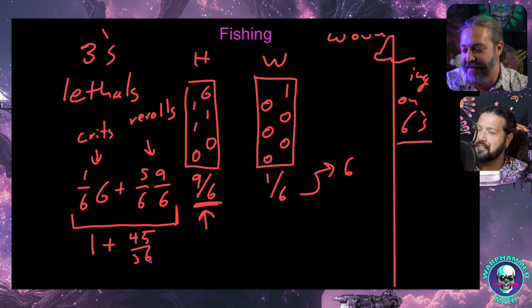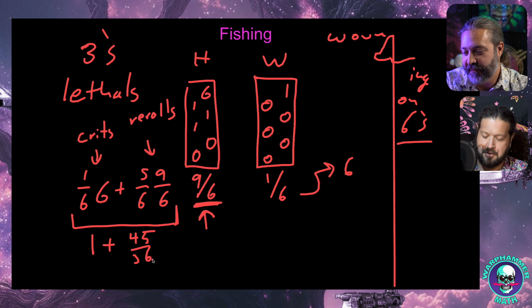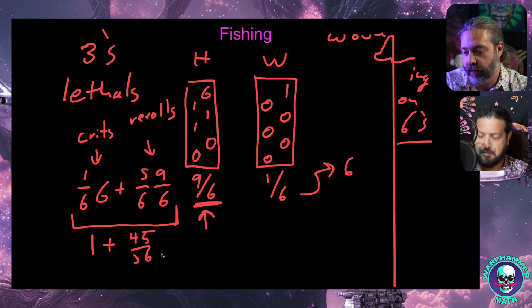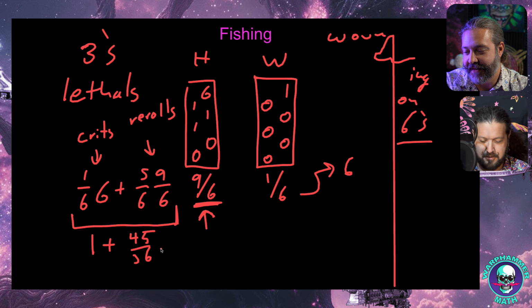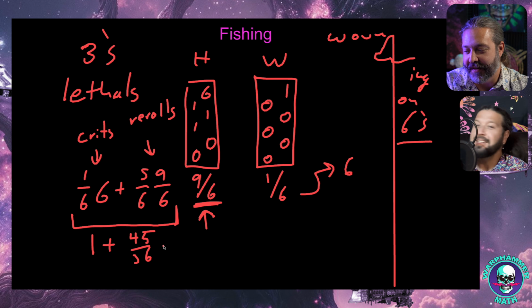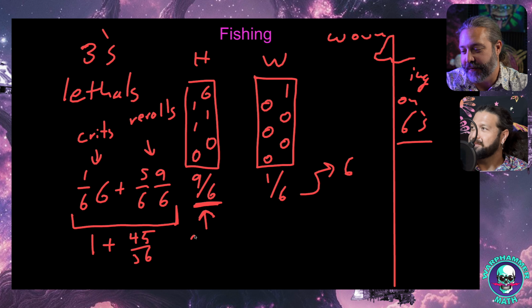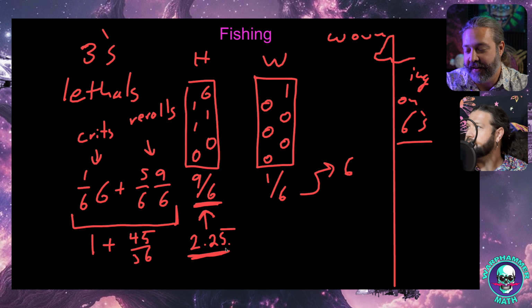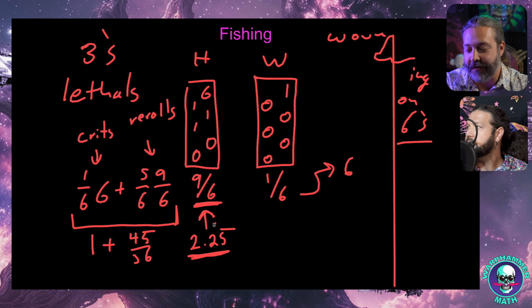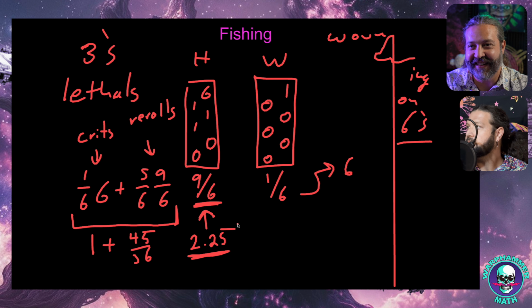What's 45 divided by 36? Like 1.25. Let me see here. 45 divided by 36. 1.25. Plus 1. So this would end up being 2.25. So in this case, with rerolls, every hit you put in gets you 2.25 hits out.